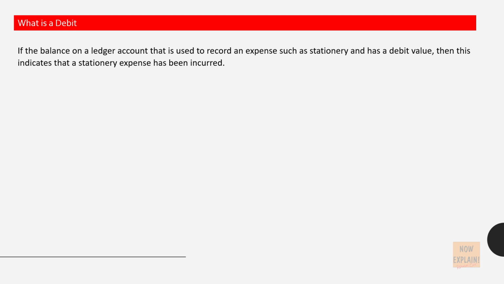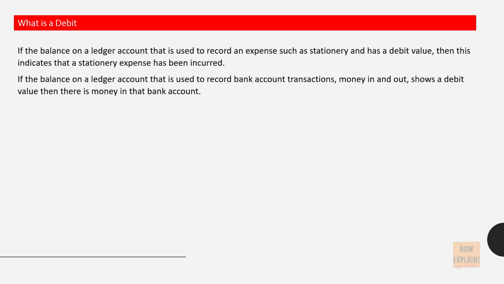If the balance on a ledger account that is used to record an expense, such as stationery, has a debit value, then this indicates that a stationery expense has been incurred. If the balance on a ledger account that is used to record bank account transactions, money in and out, shows a debit value, then there is money in that bank account.